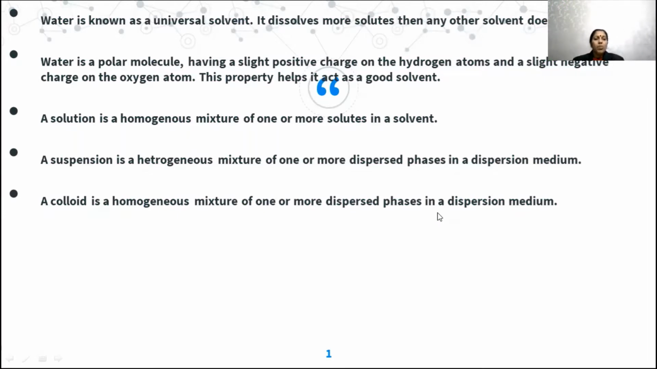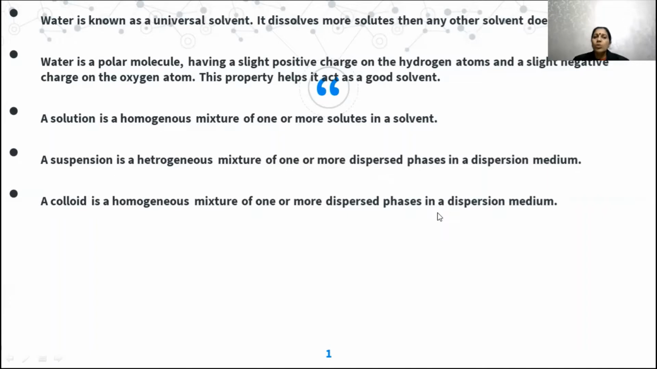We can say that water is known as a universal solvent. Then the next point is water is a polar molecule. Water is a polar molecule because it has a slight positive charge on the hydrogen atoms. We know that the formula of water is H2O, hydrogen and oxygen. So the hydrogen atoms have a slight positive charge and there is a slight negative charge on the oxygen atom. This property helps it act as a good solvent.